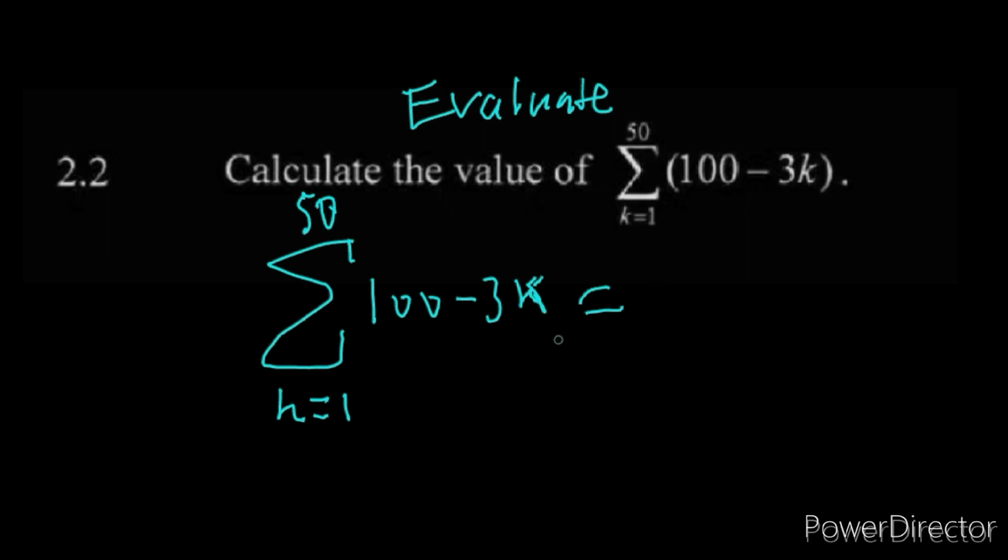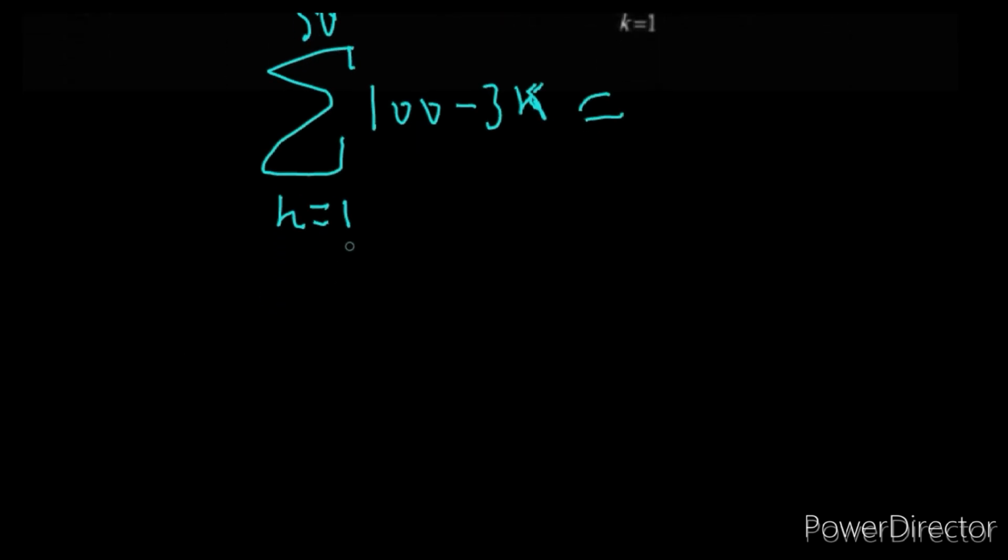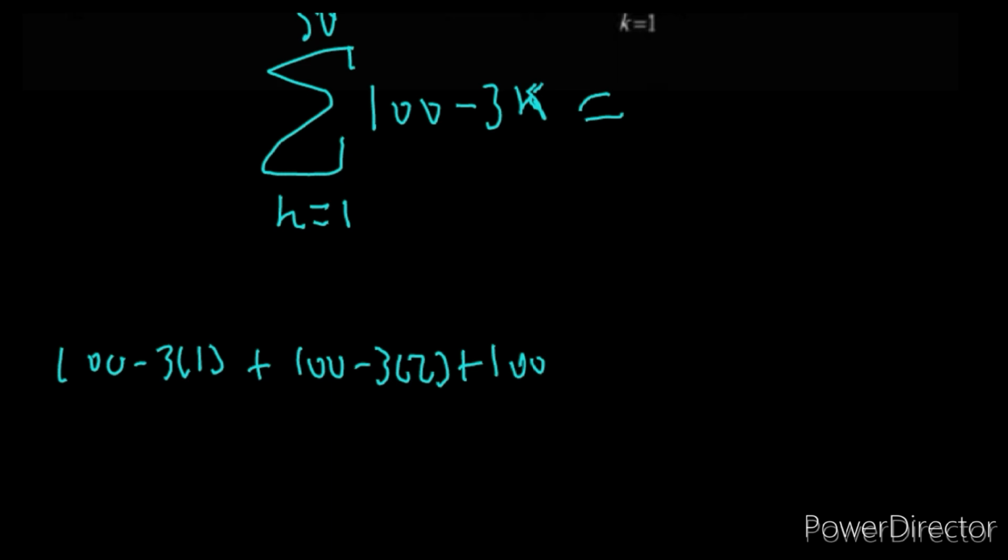Whenever we're trying to find the answer, we have to expand this. Most of the time when you're doing sigma notation, you always have to expand it into the first 3 terms. Notice it starts from 1, meaning that we'll start by first substituting 1. So we'll have 100 minus 3k, but in place of k we put 1. Then we have 100 minus 3k, in place of k we put 2. Then we have 100 minus 3k, in place of k we put 3.